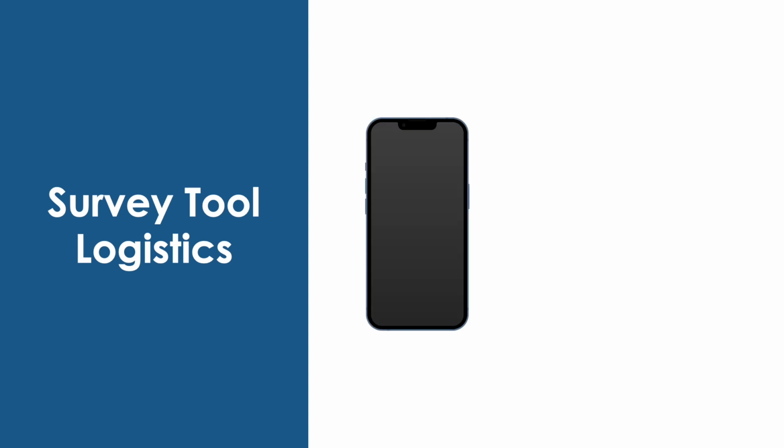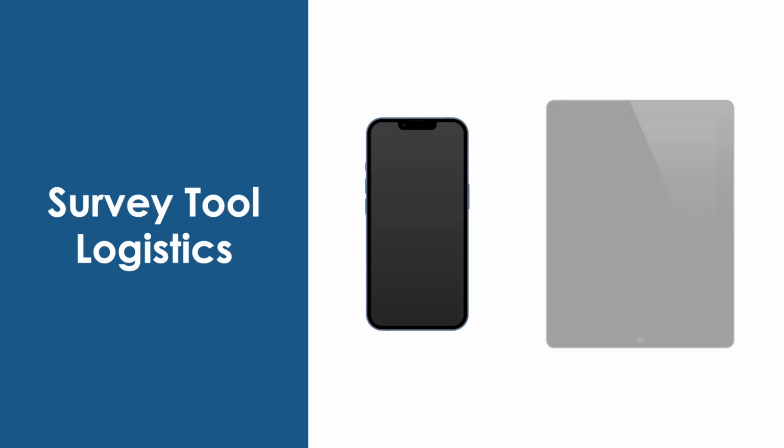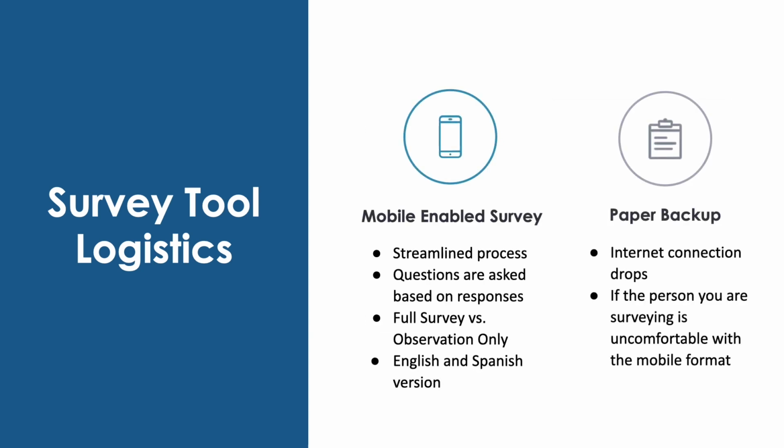The survey will be administered using your mobile device, such as a smartphone or tablet. There are two different versions of the survey, mobile and paper. We strongly encourage the use of the mobile survey whenever possible because it streamlines the process for you as a surveyor with built-in skip logic for questions. This means you will automatically be directed to the next question based on the respondent's answer. There are also two different types of the survey, the full version and the observation-only version, which I'll explain in further detail shortly. The survey will also be available in both English and Spanish within the app.